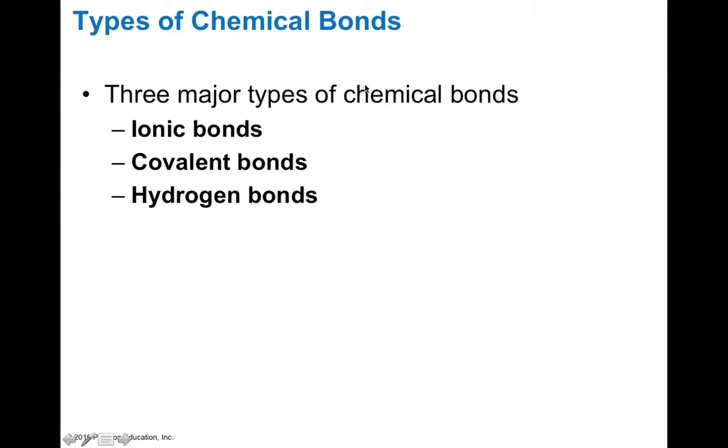Now there are three types of chemical bonds. We have ionic, covalent, and hydrogen bonds. And in the next part of this video, what we'll do is move through and talk about the structure of each of these types of bonds and how they occur.